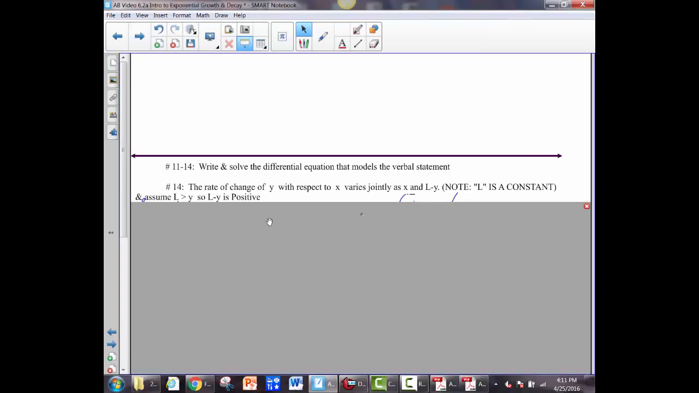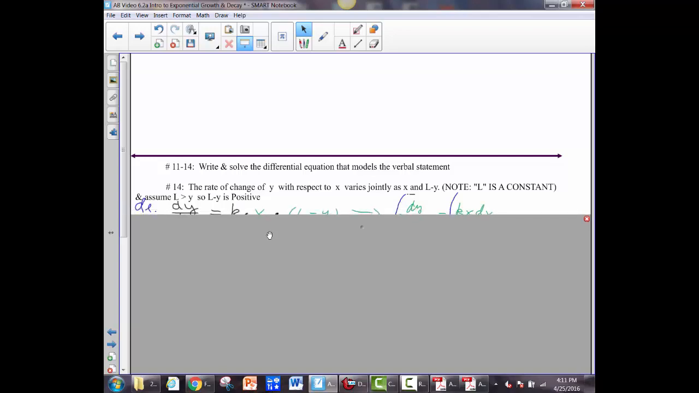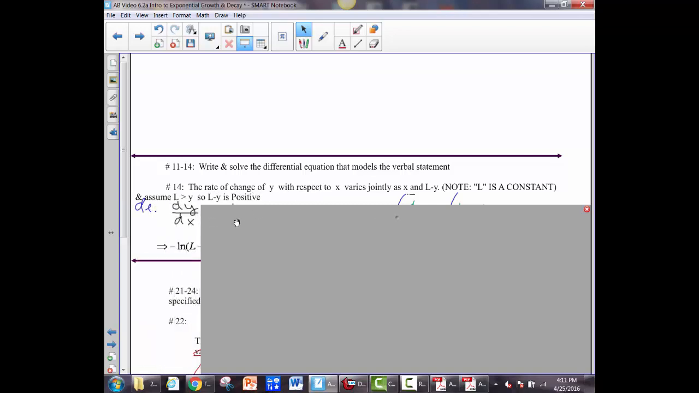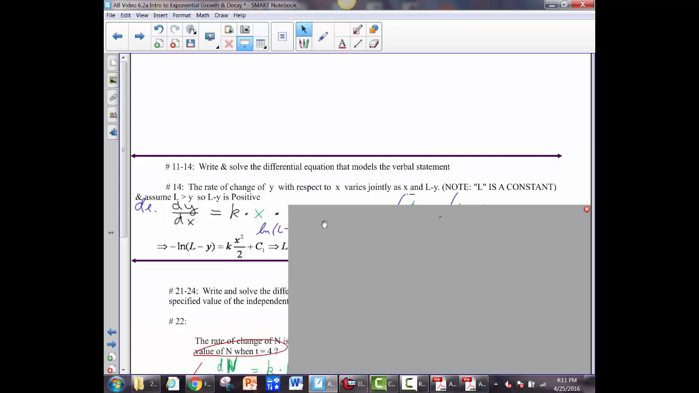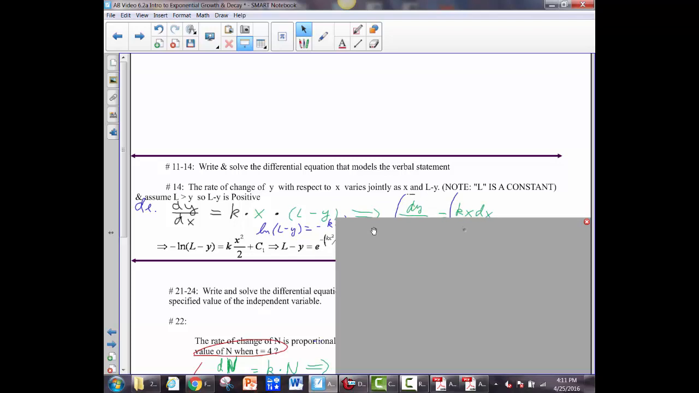Okay, in the textbook, 11 through 14, write and solve the differential equation that models the variable statement. I'm just trying to get you to translate here. So the rate of change of y with respect to x, that should tell you dy/dx, varies jointly as, which is equal to k times, and it varies jointly as x and L minus y. Note L is a constant, and assume that L is bigger than y, which means that L minus y is positive. So what we have is this differential equation.